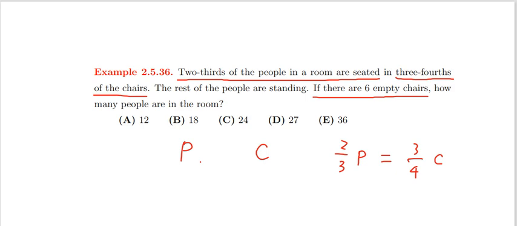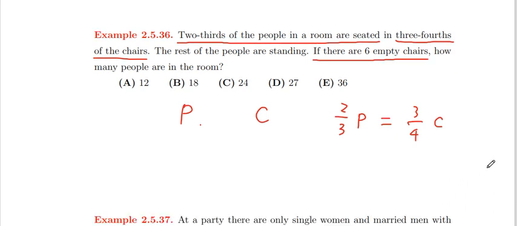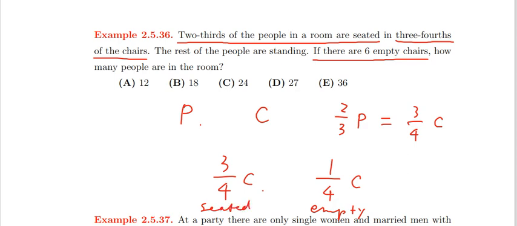this means 3/4 of the chairs have some people sitting there, but the empty chairs are 1/4 of the seats, those are empty chairs, right? So those are seated chairs. So the condition we say this equals 6. So from here we can easily find C equals 24.